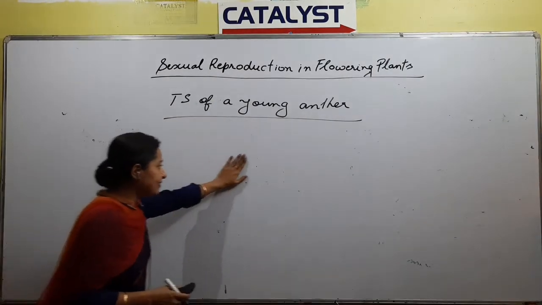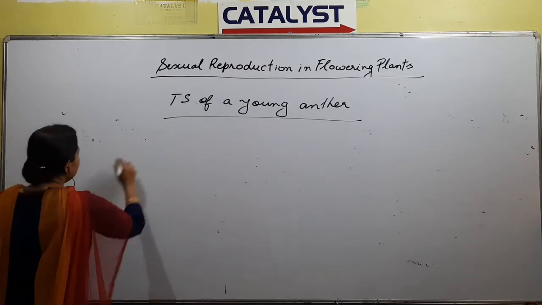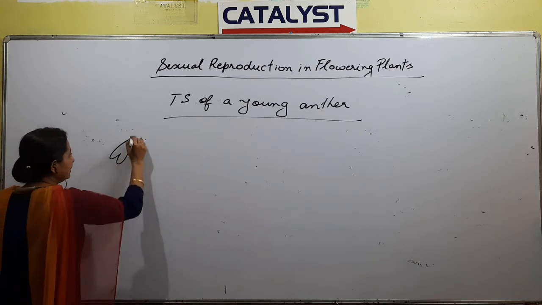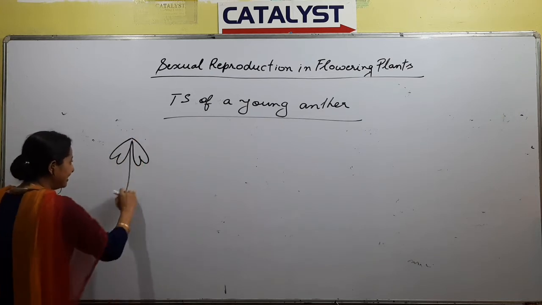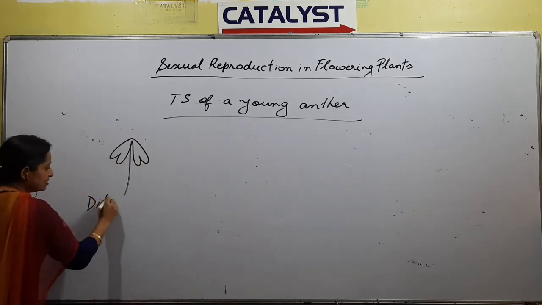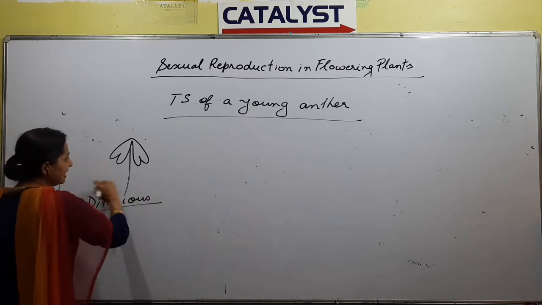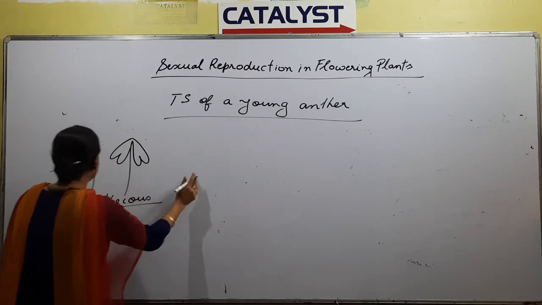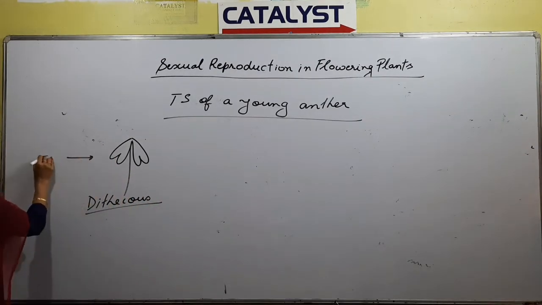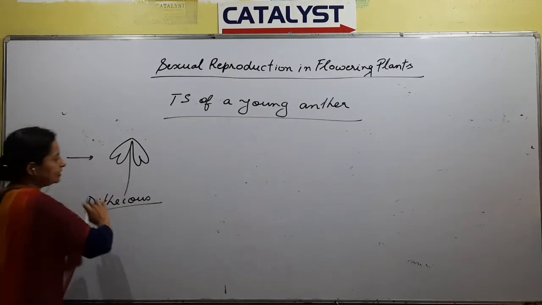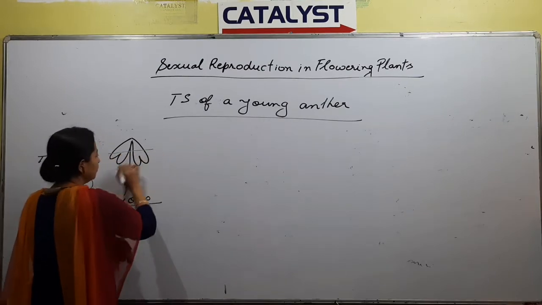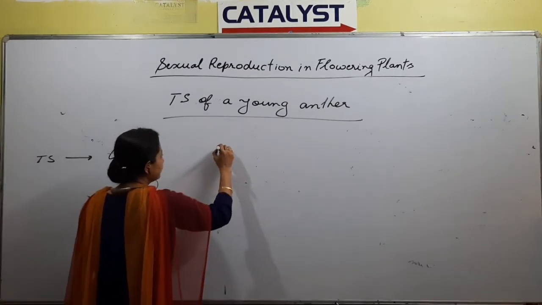TS of a young anther. So how does it look? We are talking about this dithecous anther. Why are we considering the dithecous? Because dithecous is the most common. So if you cut a TS of a dithecous anther, then you will see a structure like this.